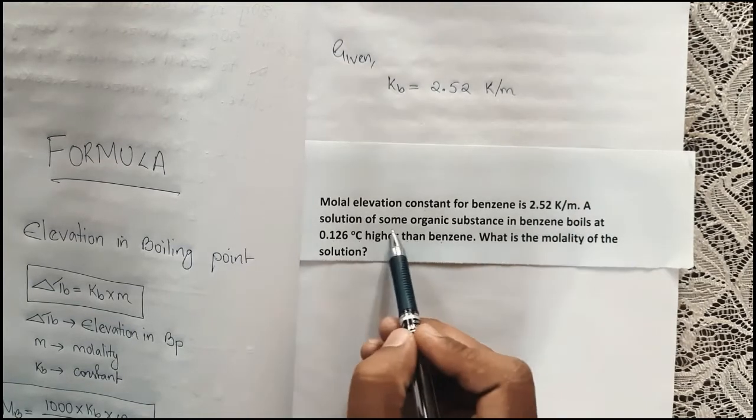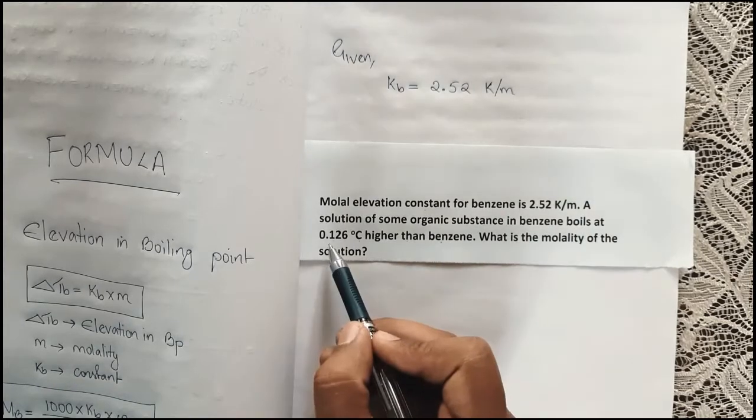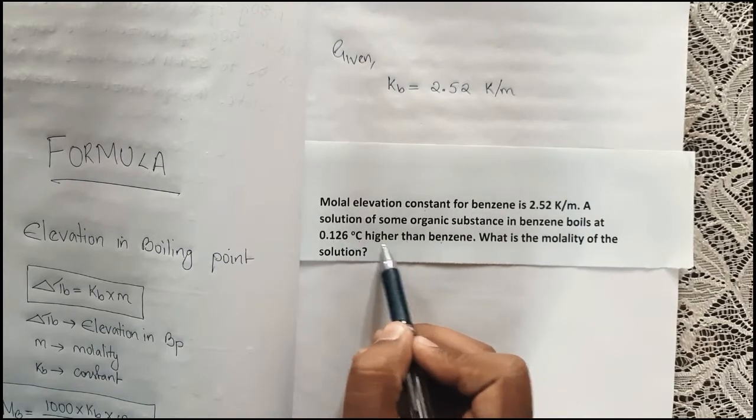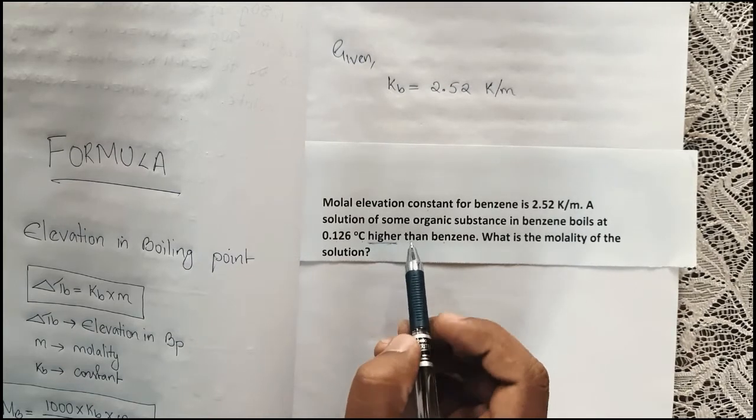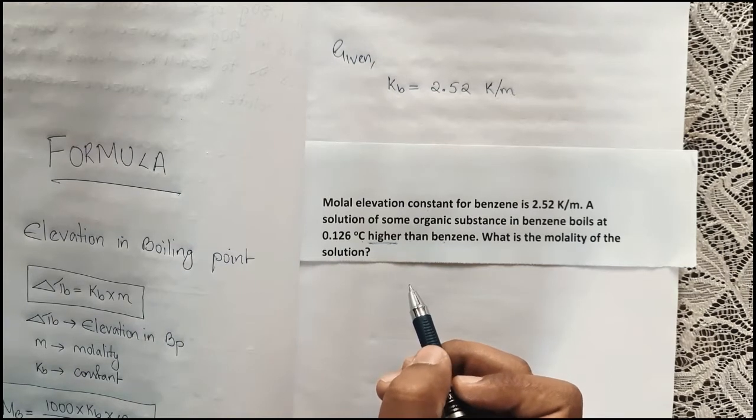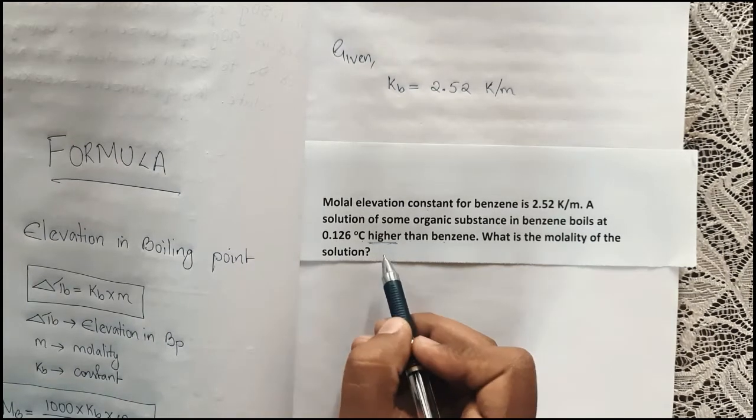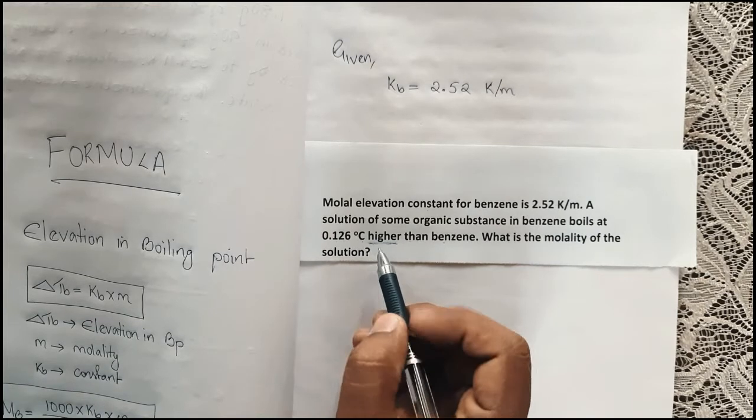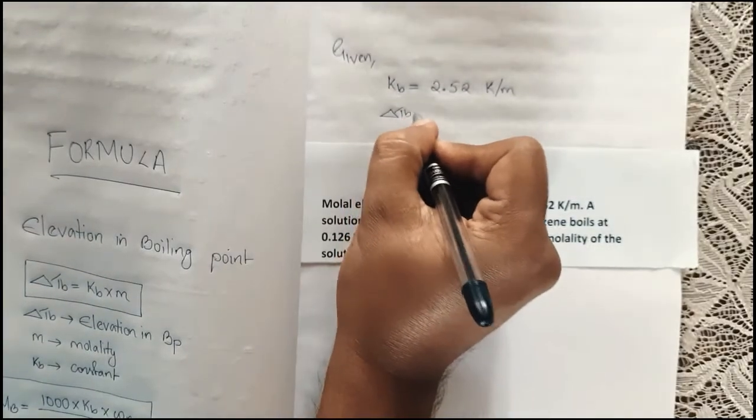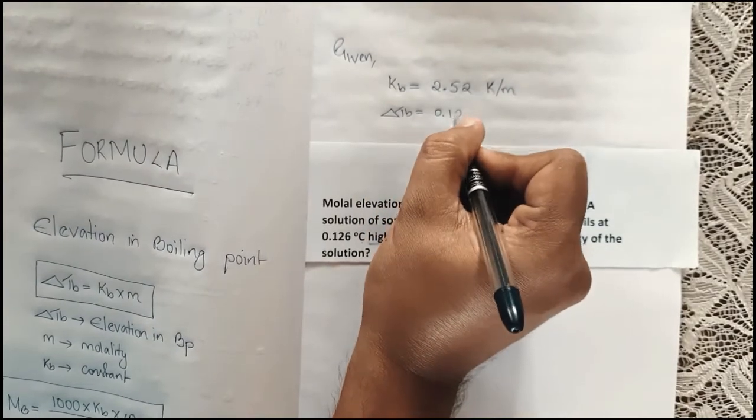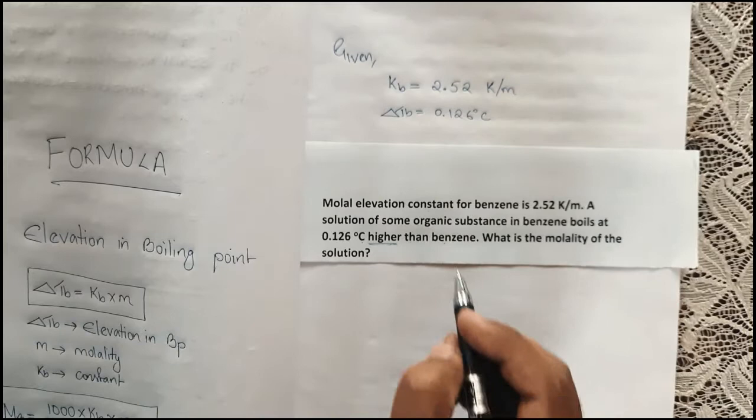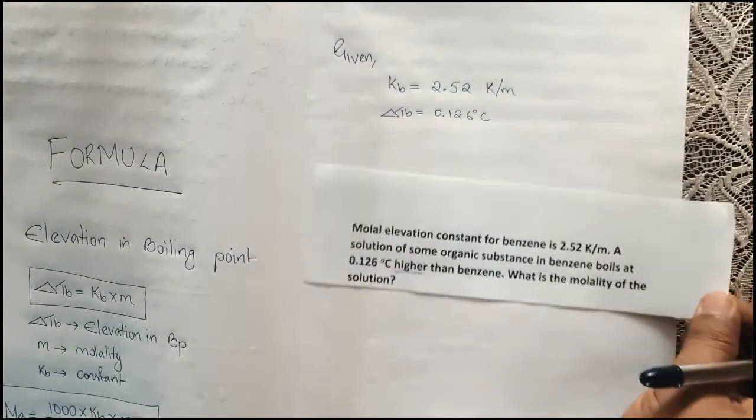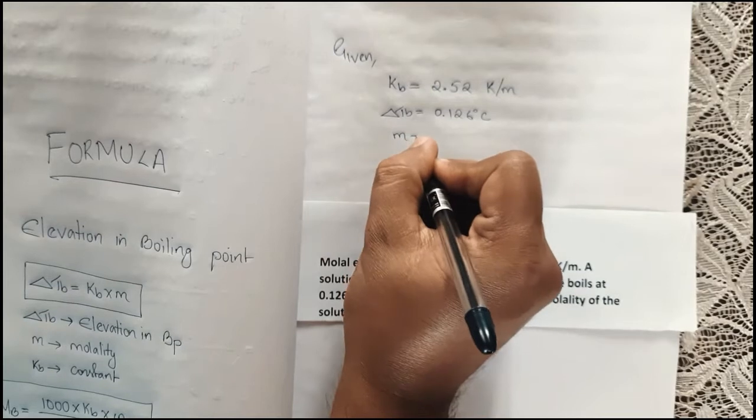So out here, a solution of some organic substance in benzene boils at 0.126 degrees Celsius higher. So we need to look at this term, higher. Whenever it says higher, you should know that it will be delta TB, because delta TB is elevation in boiling point. Elevation means higher. So we can write delta TB is equal to 0.126 degrees Celsius. What is the molality of the solution? So the question is asking you, what is the molality of the solution? We have M is equal to question mark.